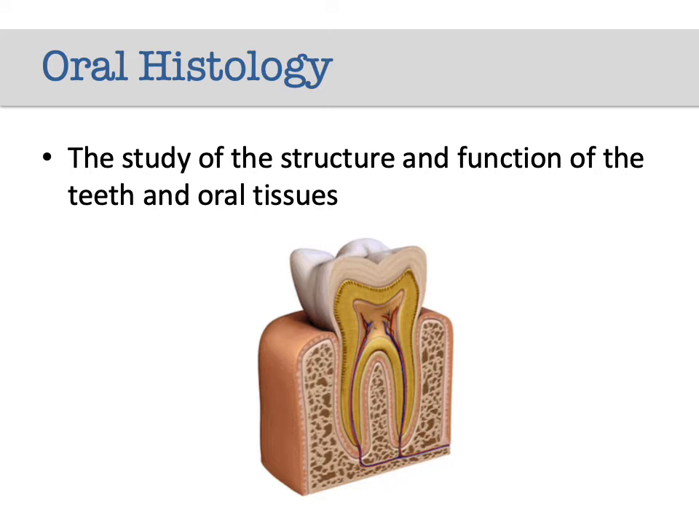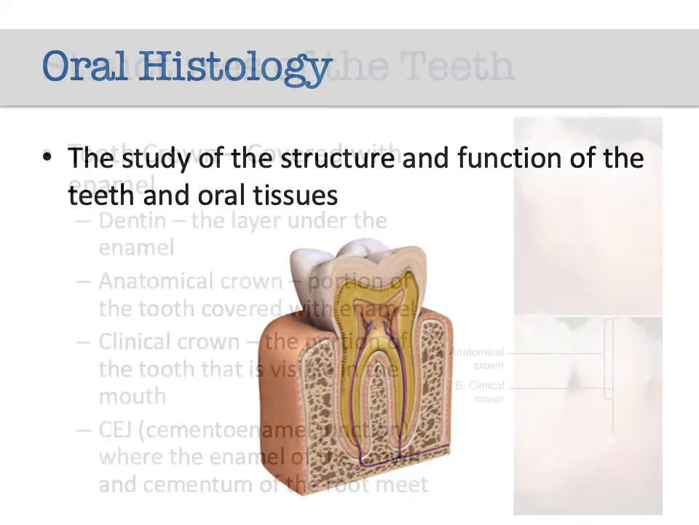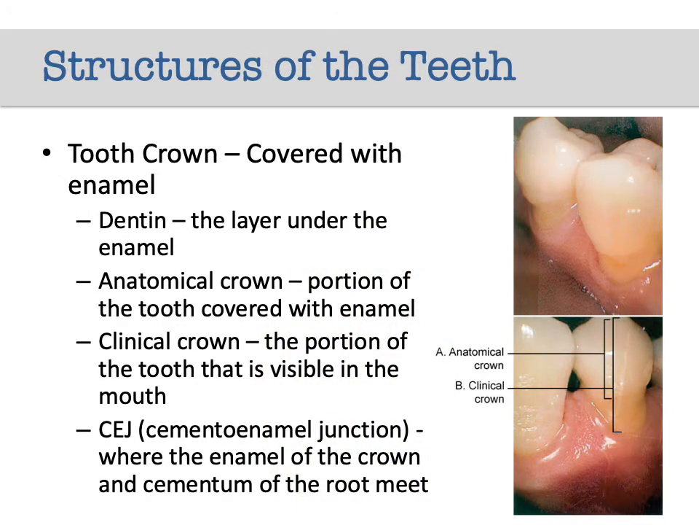Oral histology is the study of the structure and function of the teeth and oral tissues. The first structure of the teeth that we will talk about is the crown. The tooth crown is covered with enamel. The dentin is the layer underneath the enamel. The anatomical crown is the portion of the tooth that is covered with enamel. The clinical crown is the portion of the tooth that is visible in the mouth.